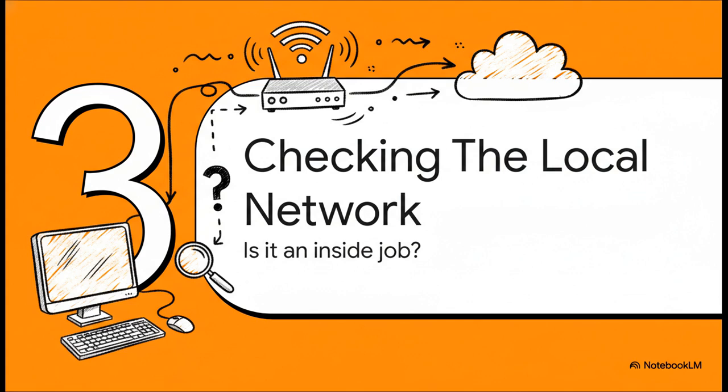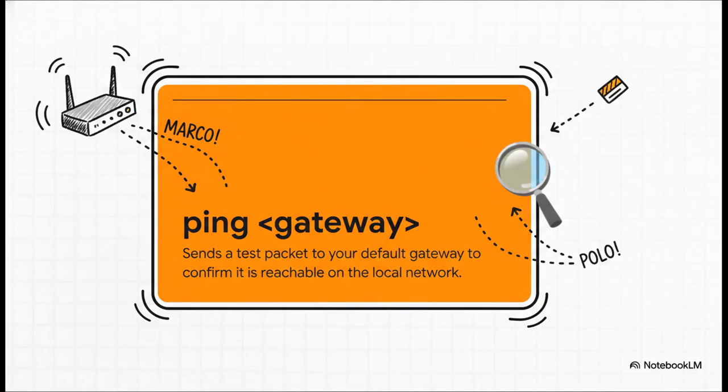So our investigation now moves outward. The next logical suspect is the local network itself. Is the problem somewhere between the computer and the router? Let's find out. Remember that default gateway address we found with ipconfig? Well, now we get to use it. The ping command sends a tiny little data packet to that address. Basically, we're shouting Marco at the router, and we're just waiting to hear it shout Polo back.